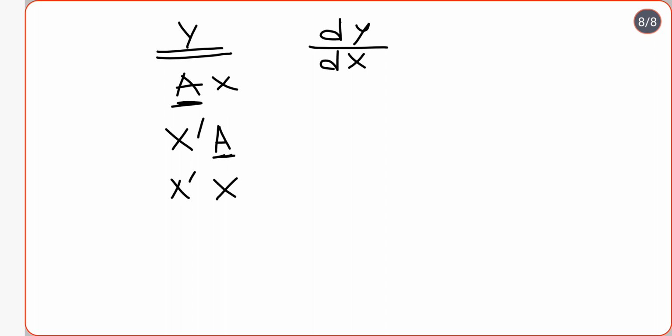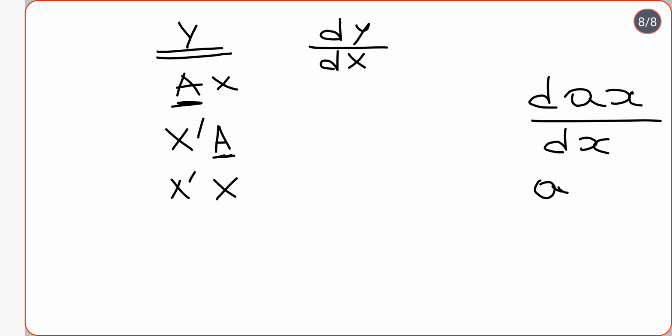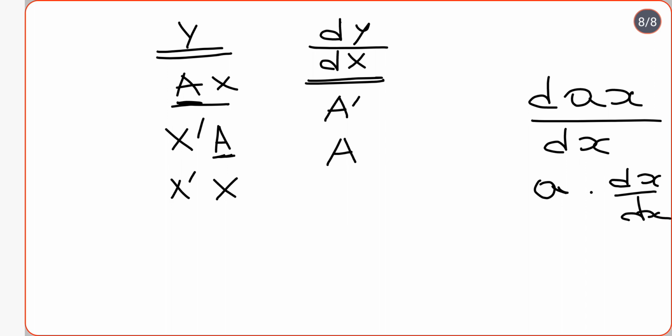In the case of a normal derivative, suppose I take the derivative of ax with respect to x, this a will be treated as a constant, and it will come out, and we will have the derivative of x only. So in the matrix derivative, if we do dy dx of this Ax, then we will get the result A transpose or A prime. If we do the derivative of x transpose A or x prime A, then we get the result only A. If we do the derivative of x prime x, then we get the result 2x.